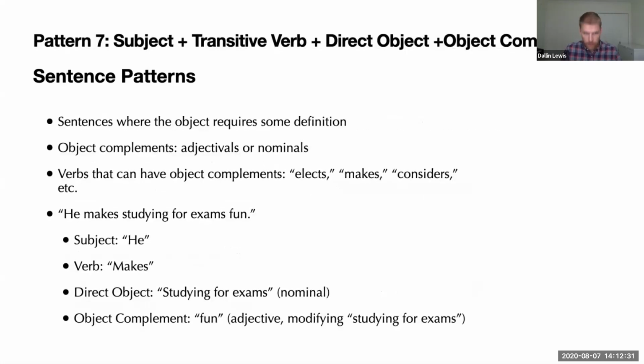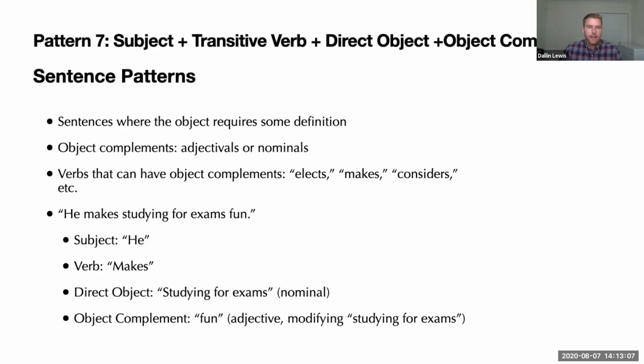All right, last one. Pattern number 7 is pretty tricky, but fortunately it's not very common, so you don't have to deal with it very often. This is when you have a verb that requires a direct object, and then we actually attach an object complement to that object. Object complements are like a subject complement in that they can be adjectivals or they can be nominals, and they define that object in a way that you might say modifies them, but you could set it up to be a sort of a modifier. So you see this with verbs like elects, makes, or considers.